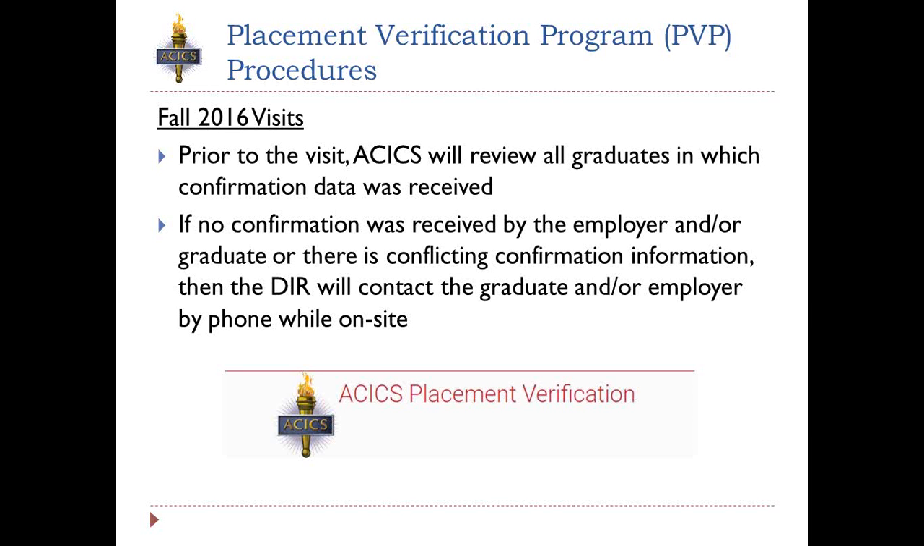Then, if no confirmation was received by the employer and or graduate after the 3 attempts that we had in sending out the emails to both graduate and employer, then we will go through the process of having our data integrity reviewer, the DIR, contact the graduate and or employer by phone while on site. So we will continue with the process of contacting graduates or employers while on site, but we will only do that for those that were not able to be contacted through the PVP process that had occurred previously.